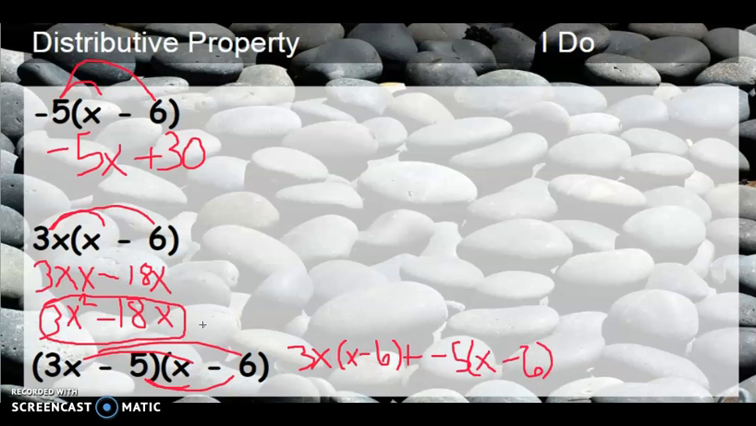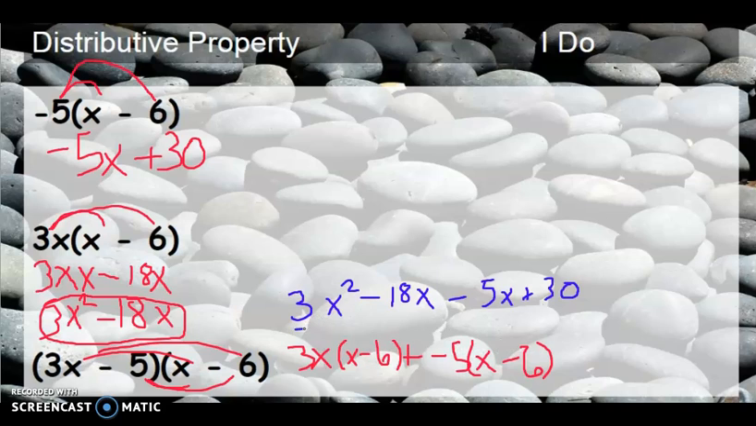So from here, we just combine these two together. Now this 3x came from right here, and we keep the second factor in parentheses. This negative 5 came from right here, and we keep that second factor in parentheses. We have a plus sign here because we're combining these two products together.